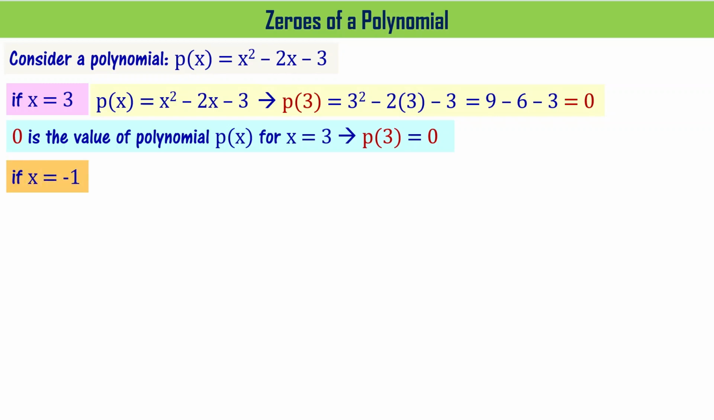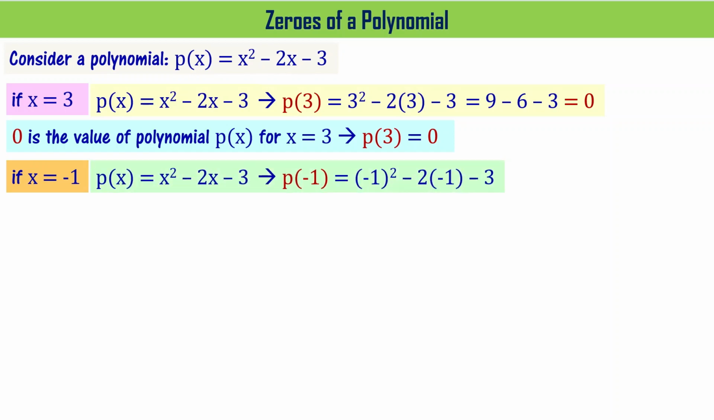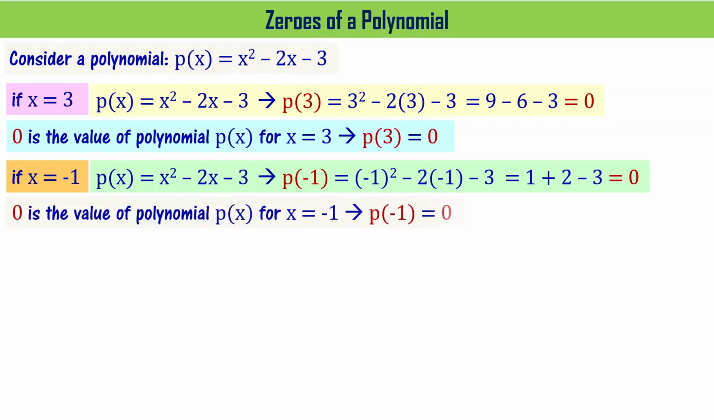If x equal to minus 1, then p of x can be written as p of minus 1, that is equal to 0. It means 0 is the value of polynomial p of x for x equal to minus 1, or in other words, we can write it as p of minus 1 equal to 0, right?